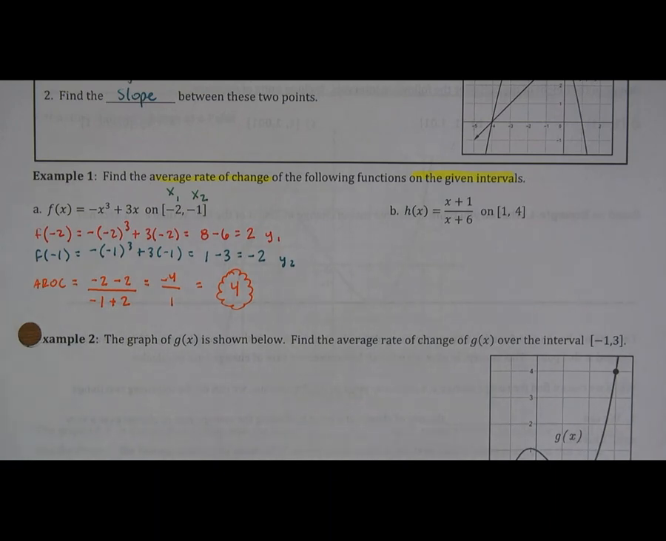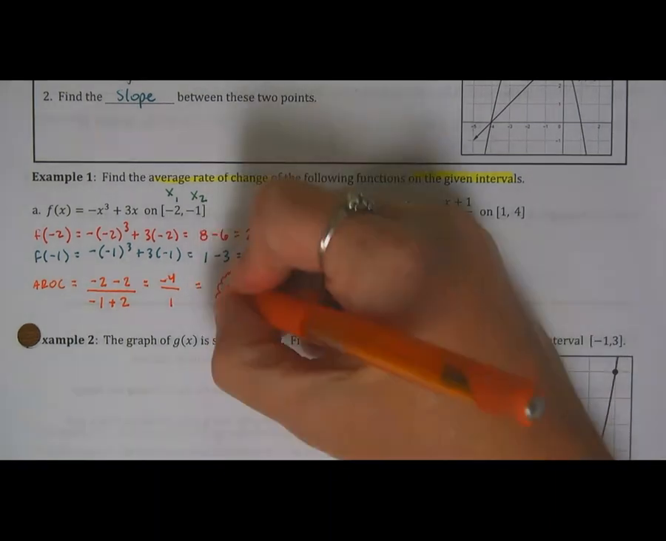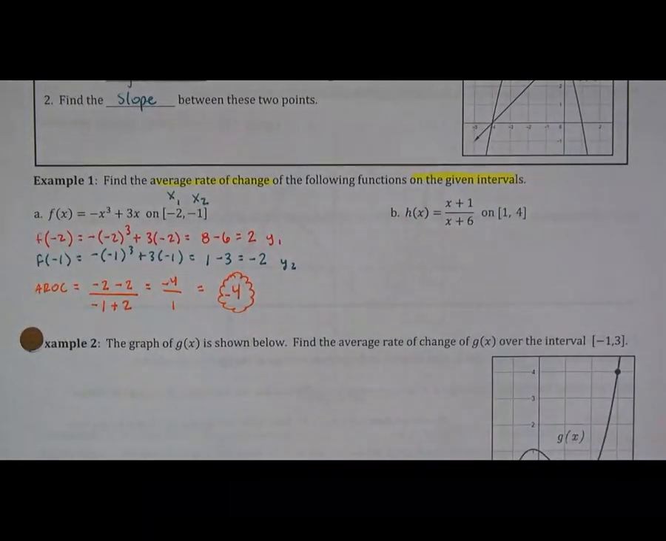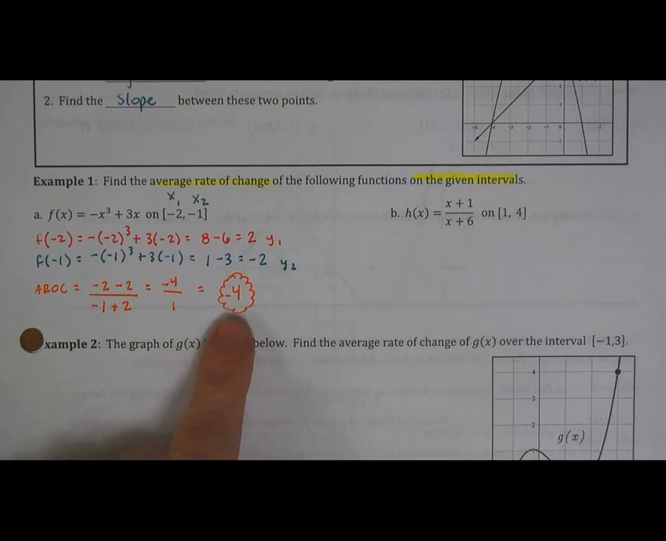Did I mess up? Yes, it is negative 4. Thank you. Some of you are looking back here. You guys be brave, be bold. I'm never going to be offended. When I make a mistake, let me know. That's negative 4. Thank you.